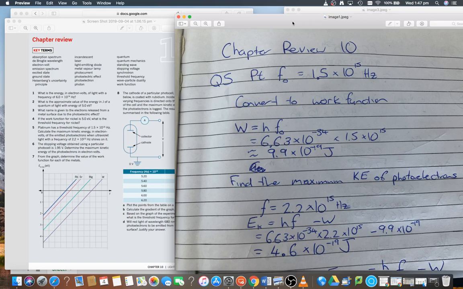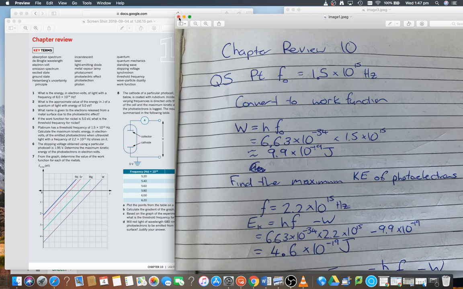4.6 times 10 to the minus 19 divided by 1.6 times 10 to the minus 19 will give you approximately 2.9 electron volts to two significant figures. So that is question 5.